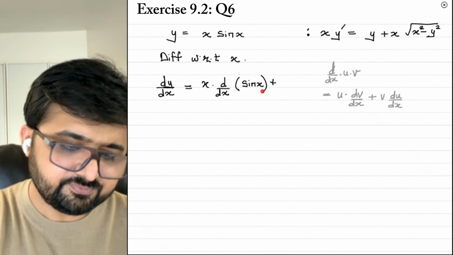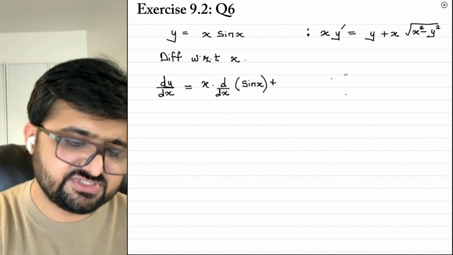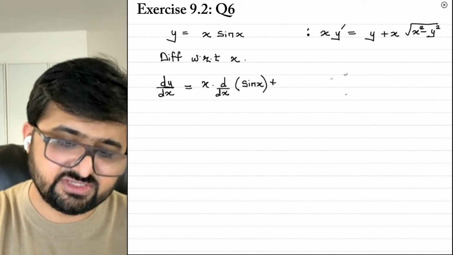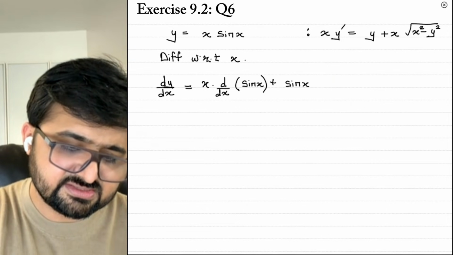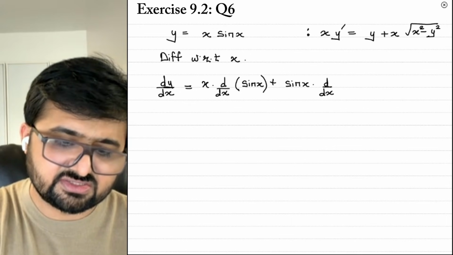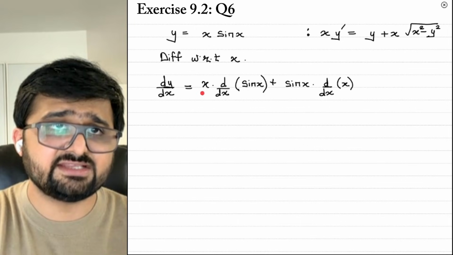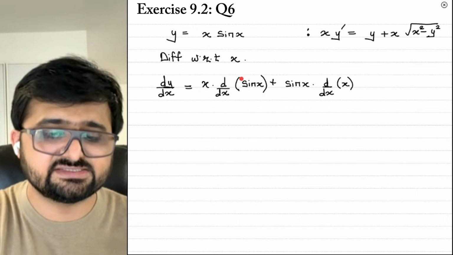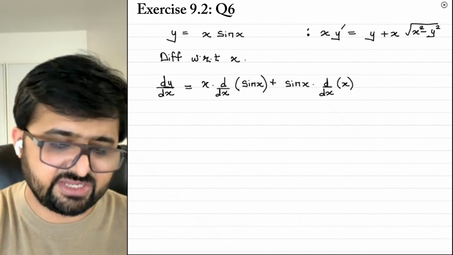plus, let me remove this formula, plus we keep sine x the way it is. And then we take the derivative of x. So we get d by dx of x. Okay, I hope that makes sense. It's just like keep x the way it is, take the derivative of sine x, then keep sine x the way it is and take the derivative of x.